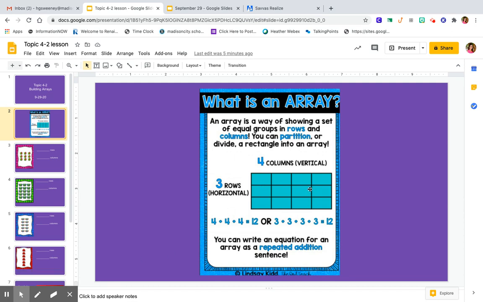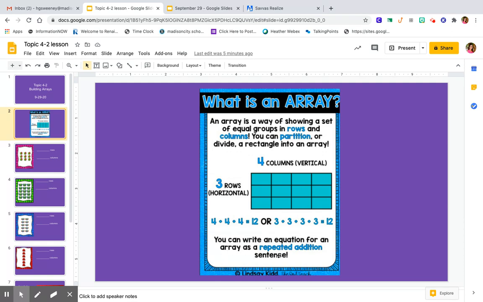Here, this array shows 4 columns. Columns are vertical. That means they're going up and down. So we have 1, 2, 3, 4 columns. We have 3 rows. Rows are going across. So 1, 2, 3.